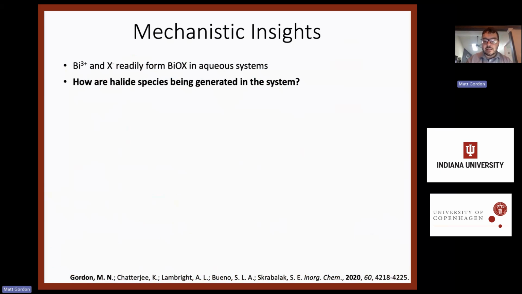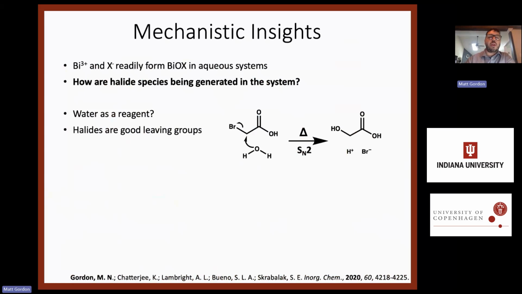We wanted to understand how this was working. However, we had a precursor system that worked, but we didn't necessarily know exactly how everything was taking place mechanistically. And so bismuth and halide ions, we started with this guiding principle: bismuth and halide ions readily precipitate as BiOX in these aqueous systems. And we had a bismuth source. We didn't know how we were specifically generating halide species in our system. So we drew on the chalkboard.